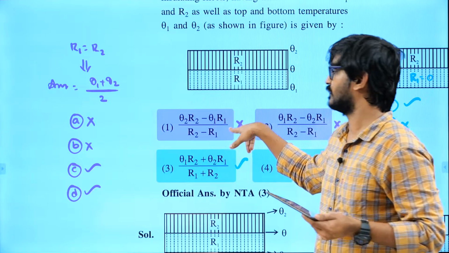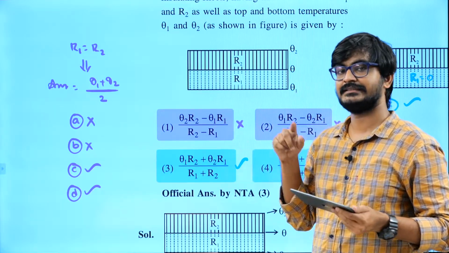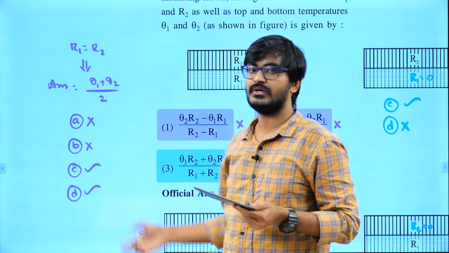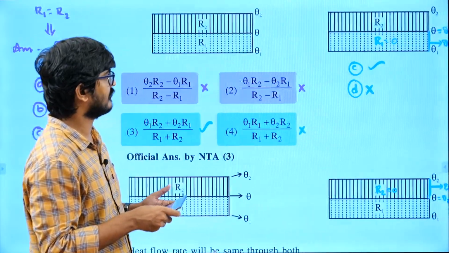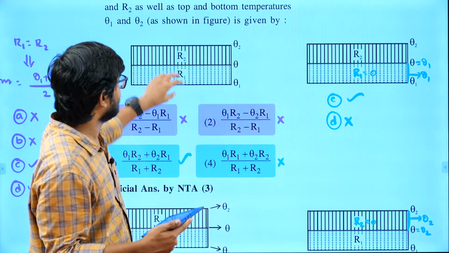Now I know these 2 are not the answers by seeing what will happen when R1 equal to R2. Now I want to find which one of these answers is correct. How I will be doing it is, I will be taking this resistance as 0.